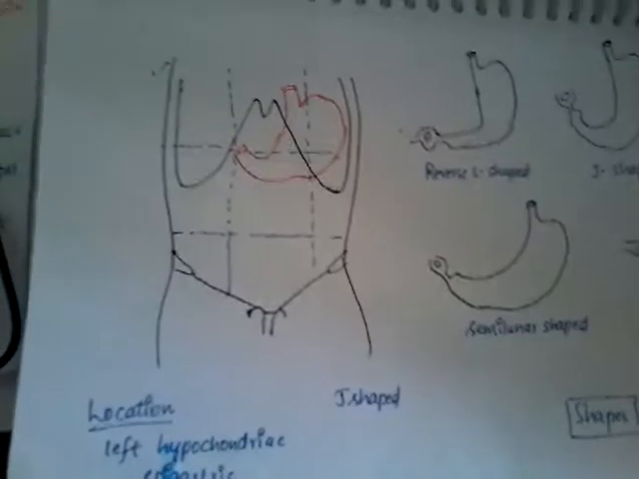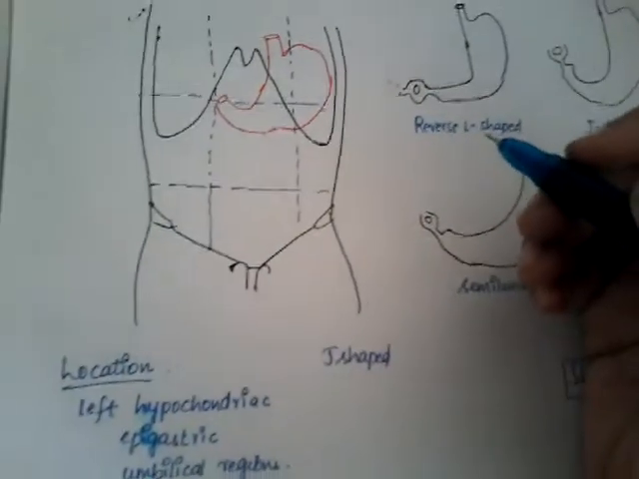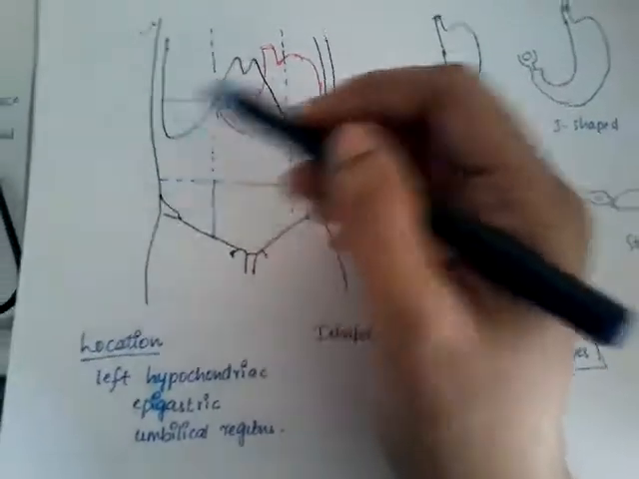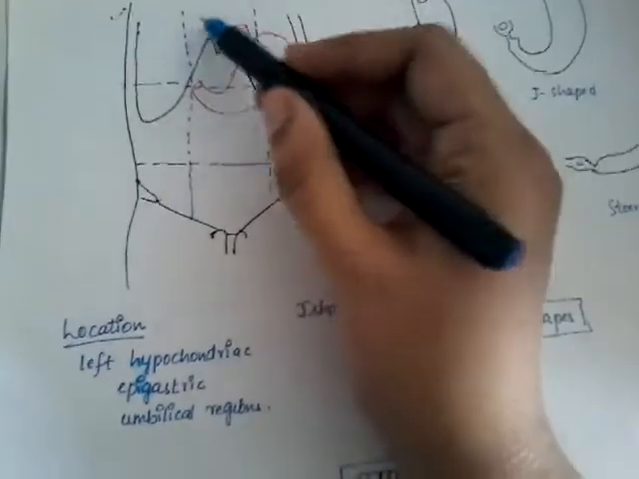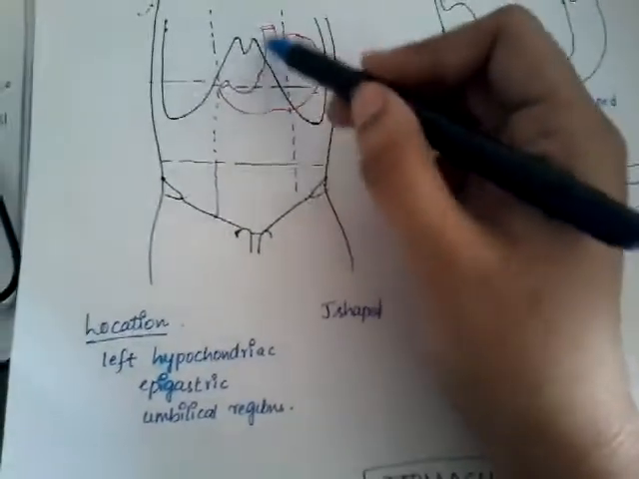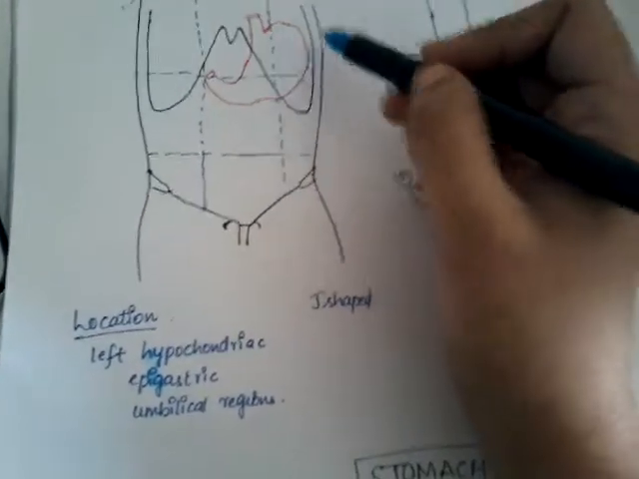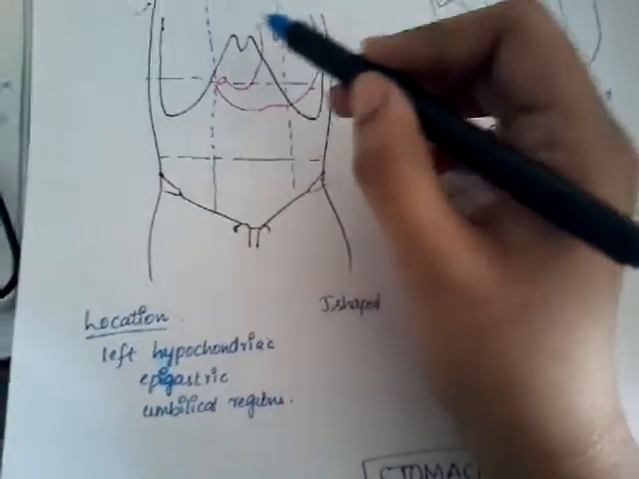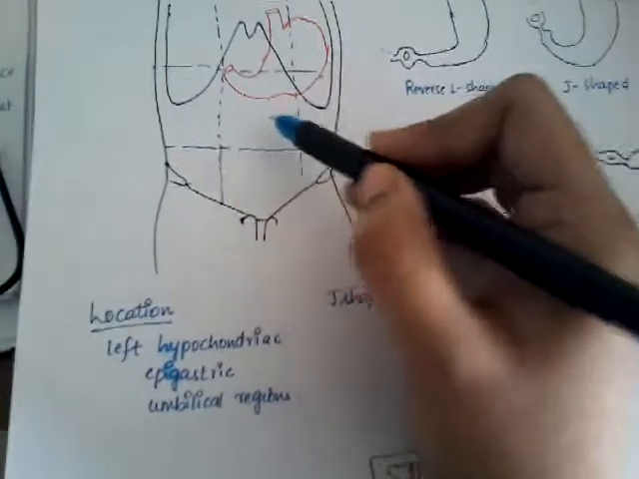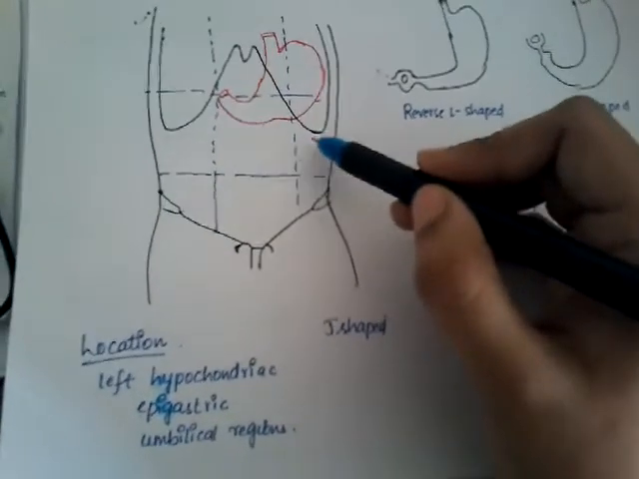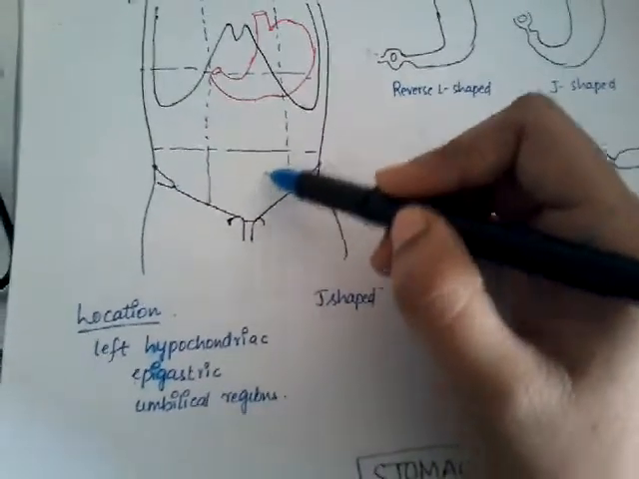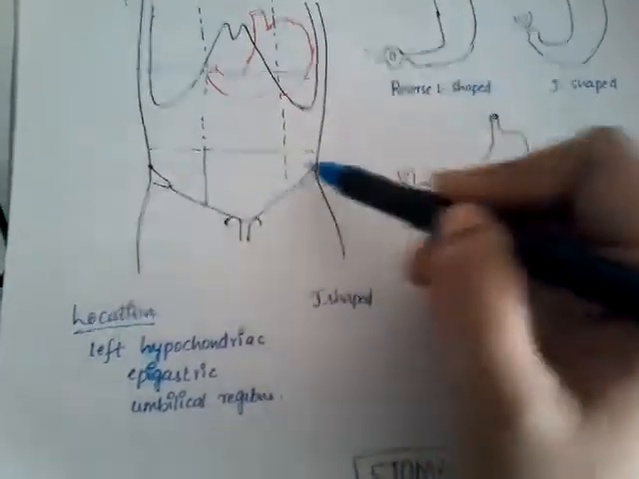So what is the location of the stomach? If you see here, the abdomen is divided into 9 regions. One is the hypogastric region, this is the epigastric region. These are the hypochondriac regions, the right hypochondriac and the left hypochondriac. And there is the umbilical region. And then you have right lumbar, left lumbar, and the iliac regions. This is the hypogastric region, and then you have right iliac and left iliac.